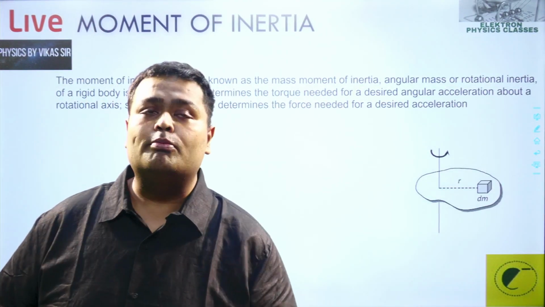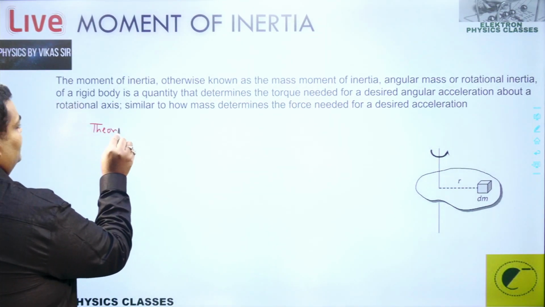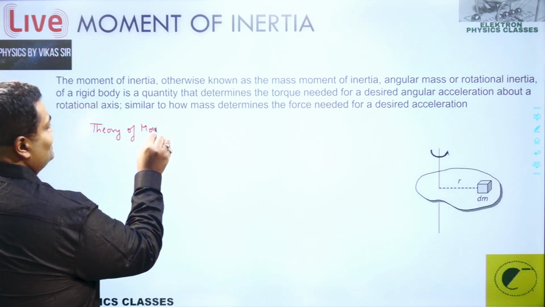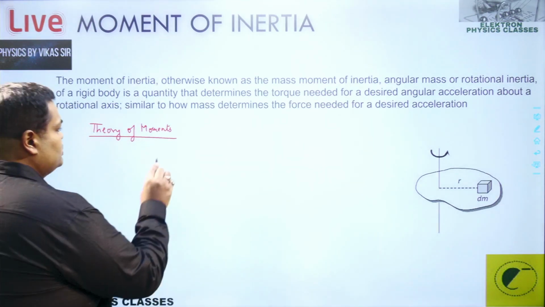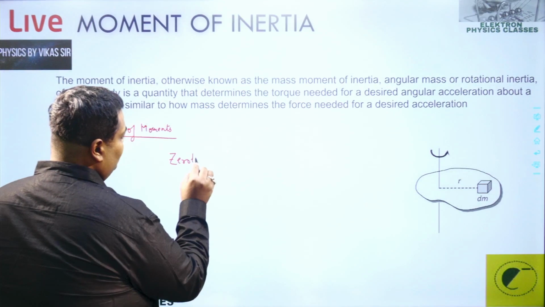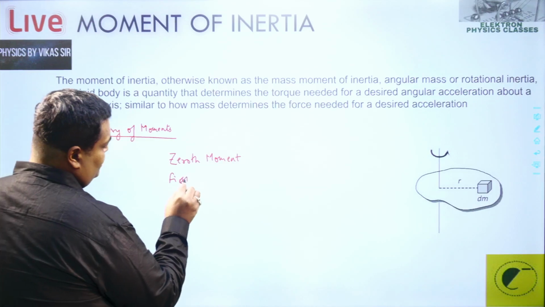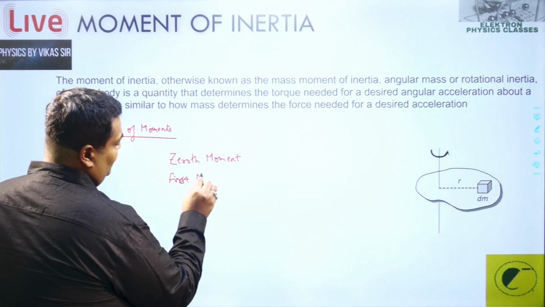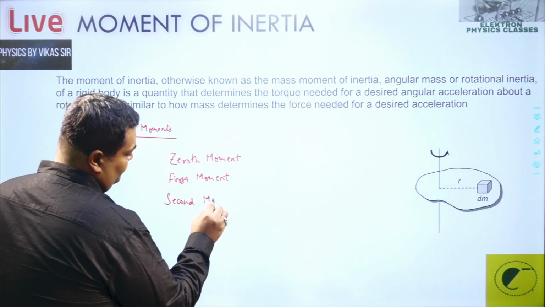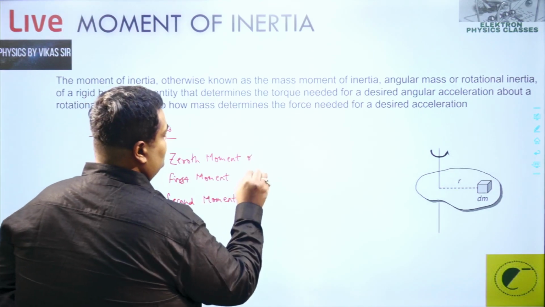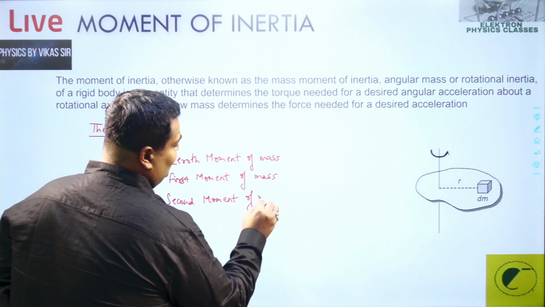It comes from the theory of moments. What is the theory of moments? Let me mention. The theory of moments suggests three terms. First of all, is defined as the zeroth moment. Next one is the first moment, right? That's the first moment. And then we have the second moment. And these are known as the moment of mass. The zeroth moment of mass, the first moment of mass, and the second moment of mass.